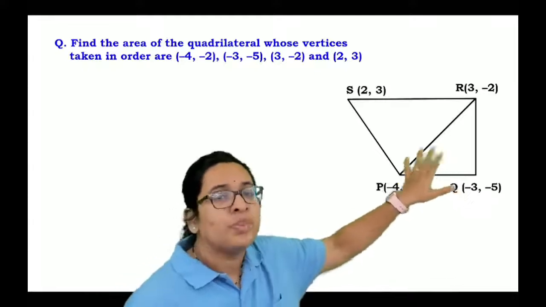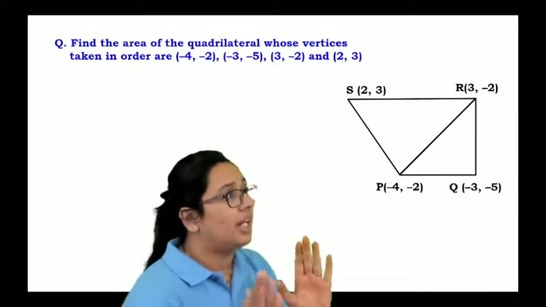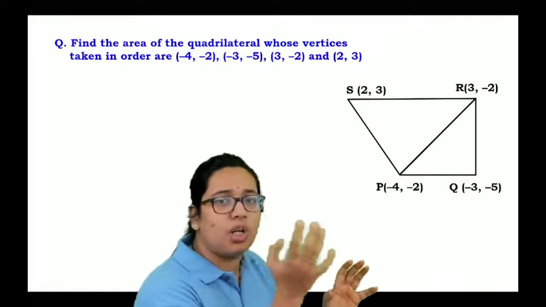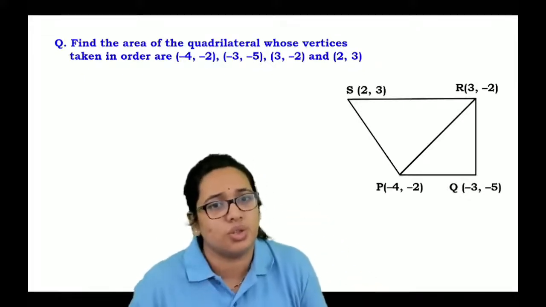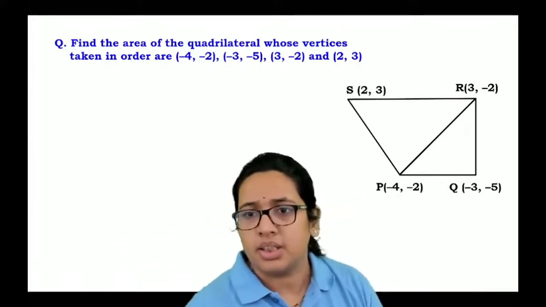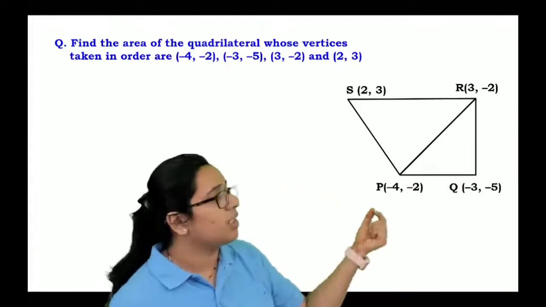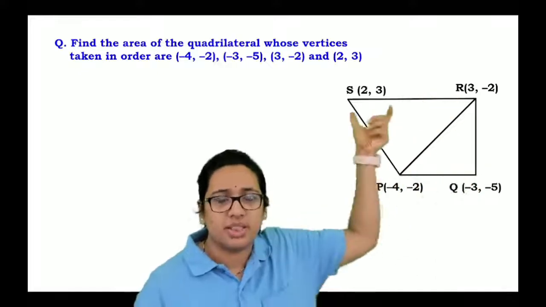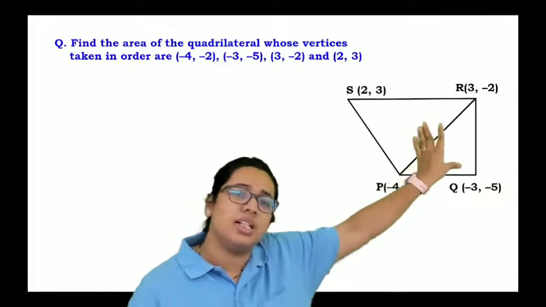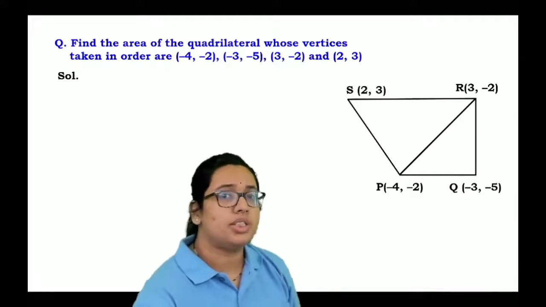So the whole quadrilateral will be divided into two parts, and after that we'll have two triangles in which the coordinates of each and every vertex are known to us. So if you have the coordinates of each and every vertex, you can easily find out the area of the triangle. Okay, so we'll just go through it.